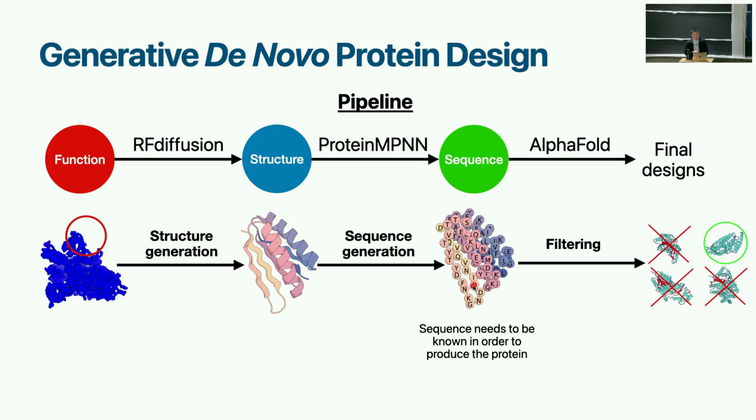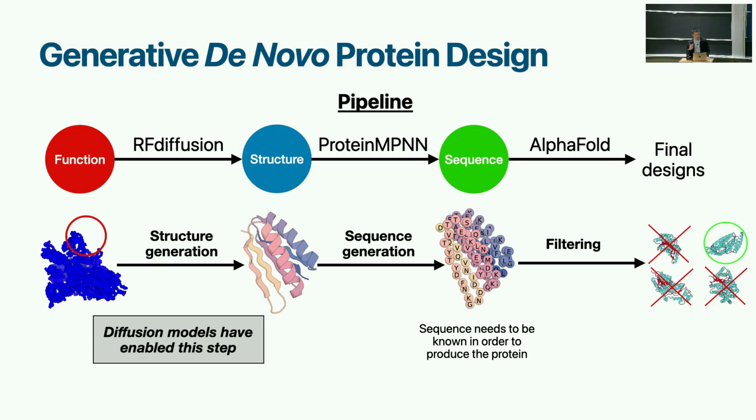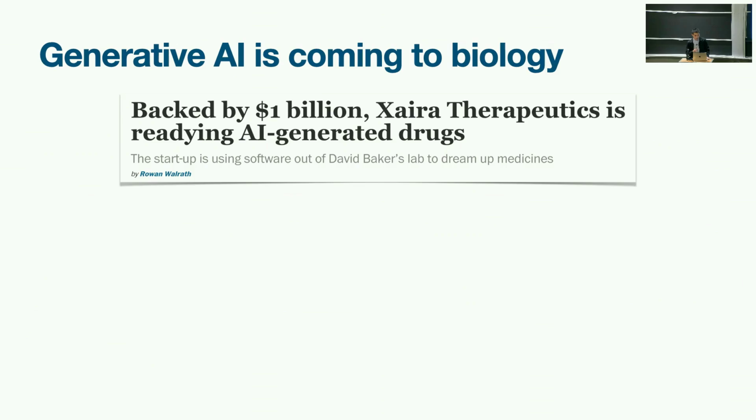But the sequence is the ultimate thing that we actually want to get down to so that we can actually produce and synthesize the protein. So this pipeline has been very successful, and before 2022, the structure generation was the rate limiting step, but diffusion models is the technology that has enabled this step, and that's what my research has been about. So I'll be talking about this for the next 40 minutes or so.